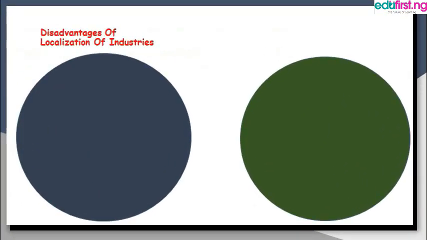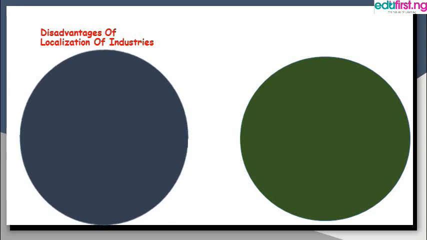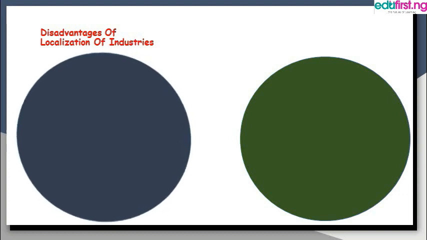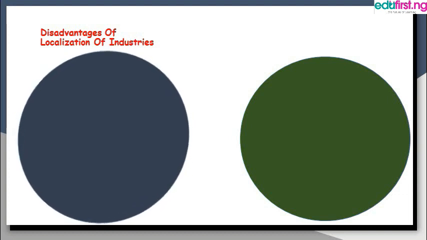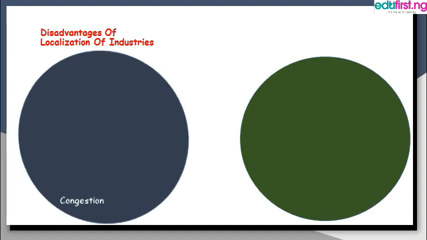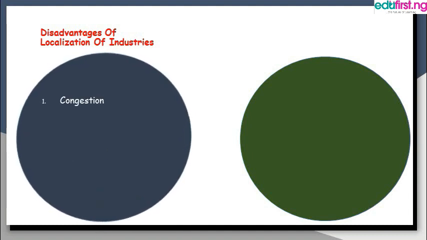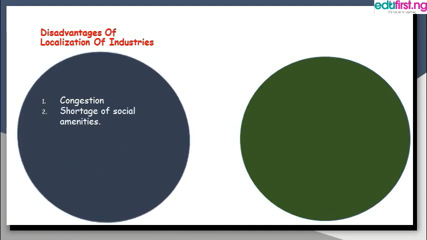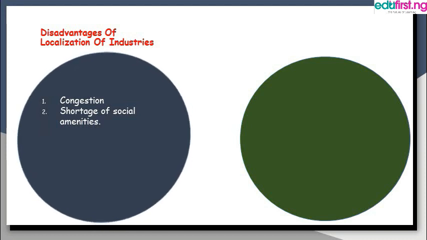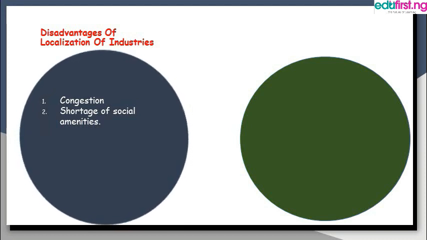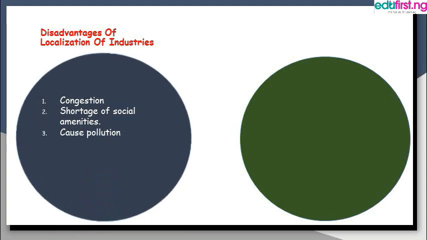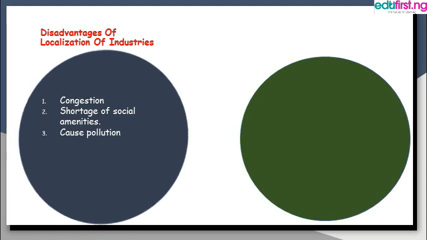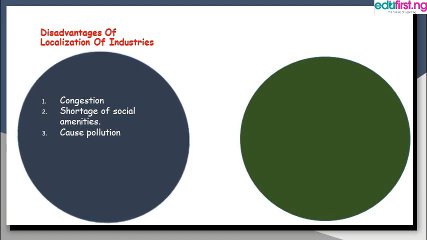What are the disadvantages of localization of industries? When more and more people keep moving into these industrial areas, the following things could happen. Number one, there will be congestion because of the overpopulation. Number two, there will be shortage of social amenities. This is also because of the overpopulation. Number three, it will cause pollution, both air, water, and so on.